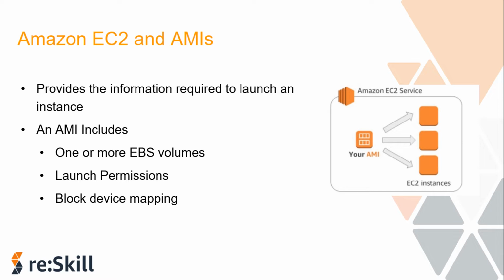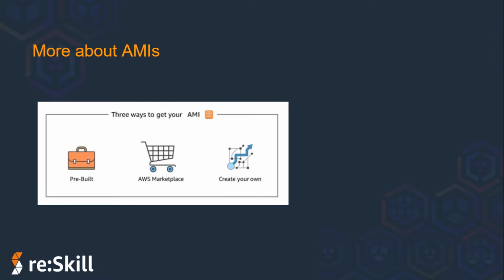To understand more, let's look into a little more about AMIs. Like what are the 3 ways to get your AMI? We have multiple ways, like the pre-built AMIs, which are the Amazon-built ones. Amazon offers a number of pre-built AMIs which you can use to launch your instances. They are available in the list when you start to launch the instance.